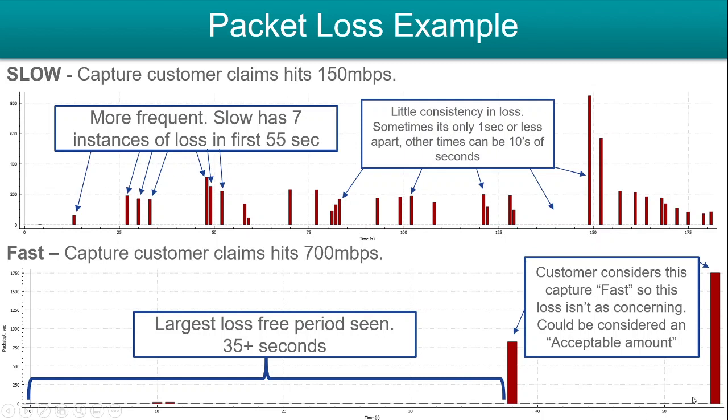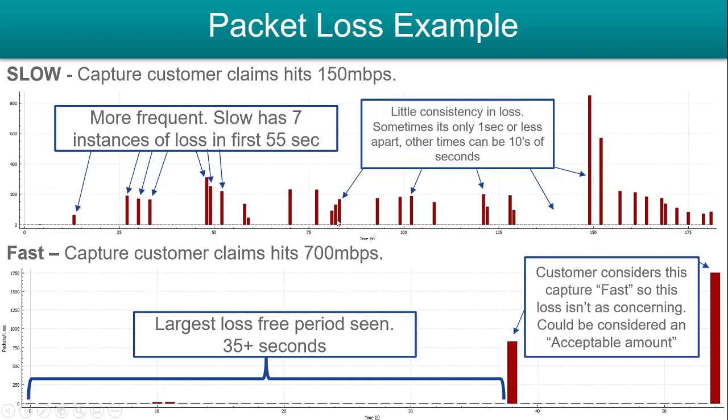Here in 55 seconds, I had 2 instances of loss. Here in 55 seconds, I have 7. So over 3 times the frequency that loss is occurring. I also see over the course of this entire capture, there seems to be little consistency. It's not like once every 10 seconds I'm seeing something, or once every 30. It's all over the place.